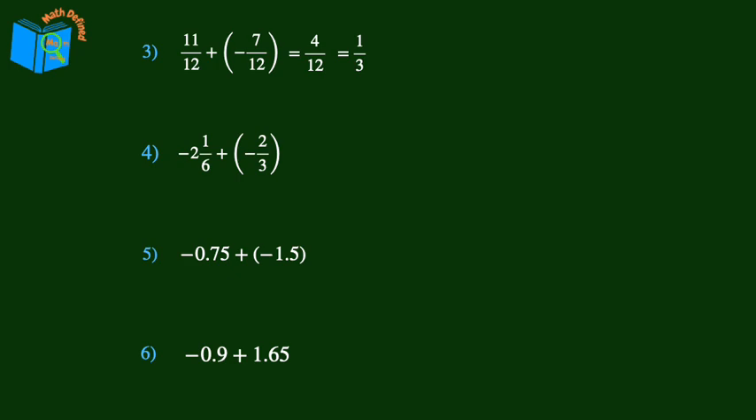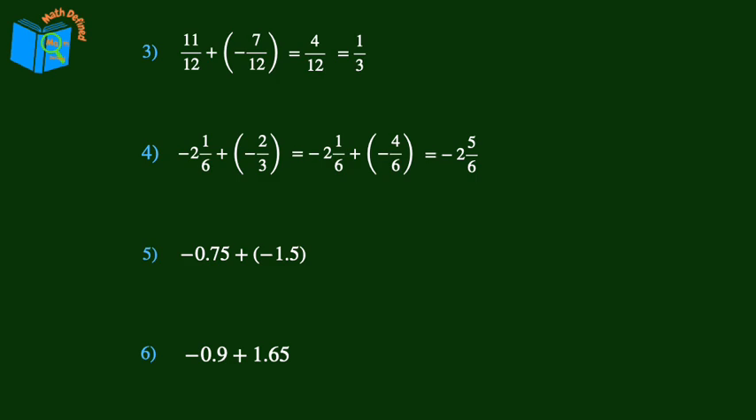Next, we have a pair of negative numbers with the same sign. We will add and keep their negative sign. But first, we need both numbers to have a common denominator of 6. Then we add the numerators, 1 plus 4 is 5, and bring over the whole number 2, resulting in -2 and 5/6.